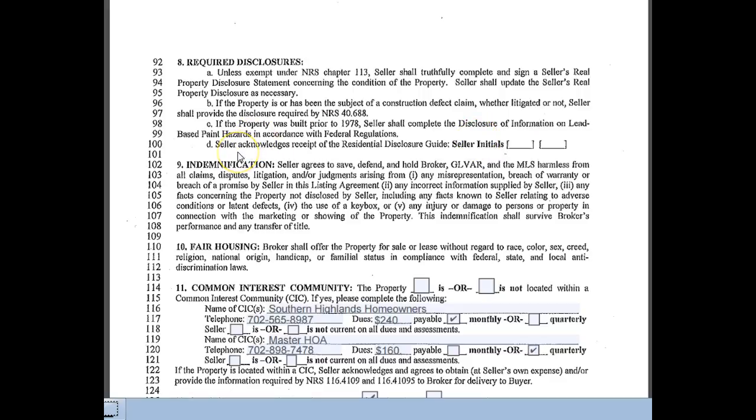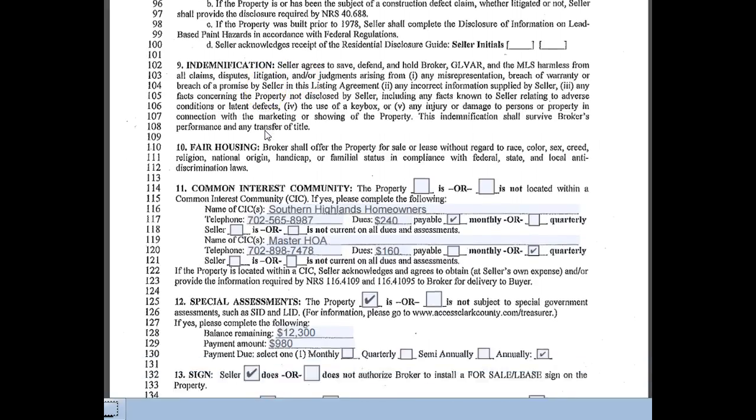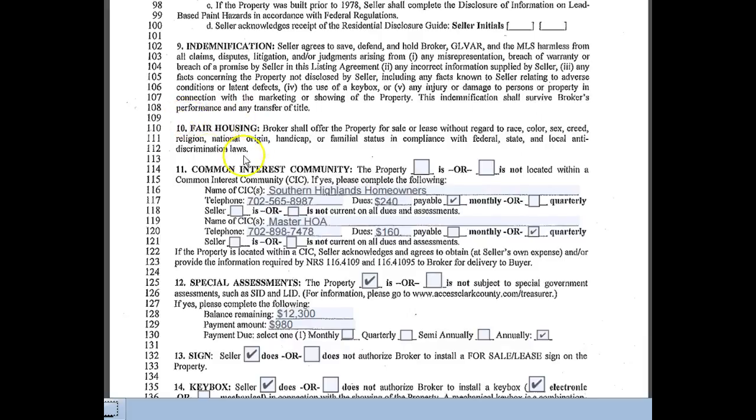here. Item 9, indemnification. The seller agrees to indemnify us, the agent, and Galvar for any litigation. Number 10, fair housing. We abide by all fair housing rules.